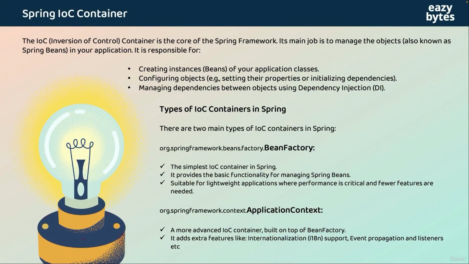Here you may have a question, which is, why do we have two different types of IoC containers? Let me try to explain the same. Bean Factory is the simplest IoC container inside Spring. In case you don't want the advanced features of the Spring framework and you're trying to build a smaller or basic application, you may need only the core concepts like beans, IoC, dependency injection. For these kinds of lightweight applications where performance is critical and only a few features are needed, you can happily go with the Bean Factory IoC container implementation.